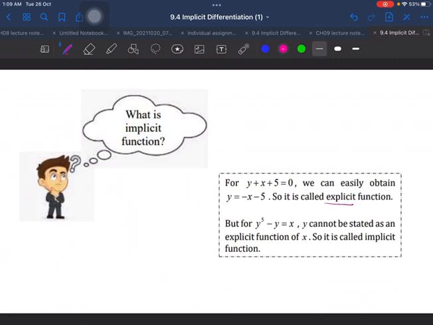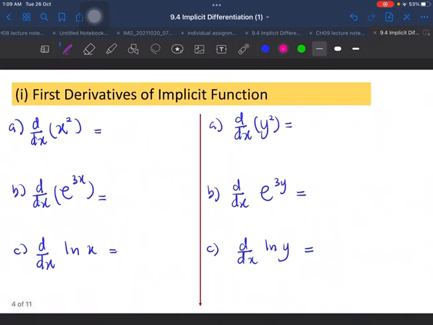But if we have the equation y to the power of 5 minus y equal to x, we know that y cannot be stated as an explicit function of x, or expressed in terms of x. So, it's called an implicit function. Okay, let me do some examples. First derivative of implicit function.